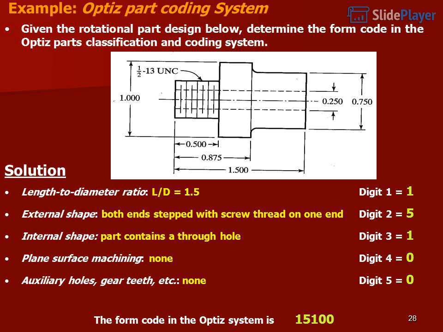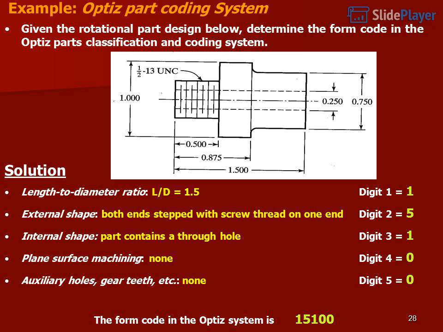Example, Opitz part coding system. Given the rotational part design below, determine the form code in the Opitz parts classification and coding system. Solution. Length to diameter ratio, L/D equals 1.5, digit 1 equals 1.